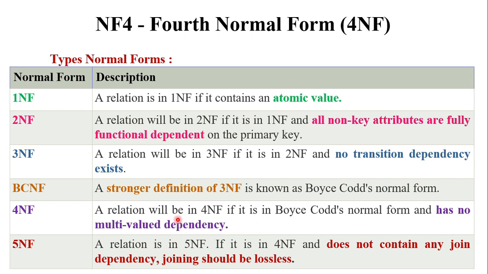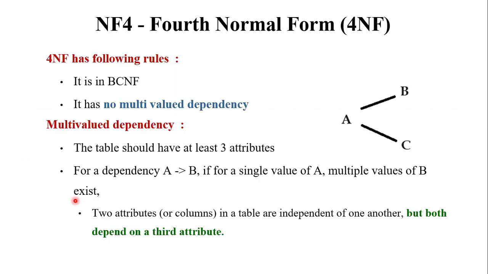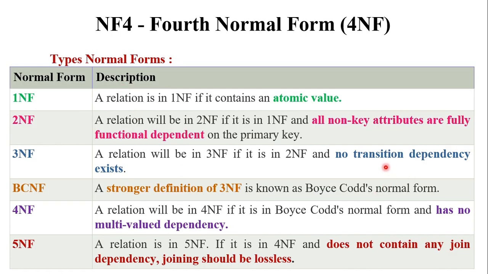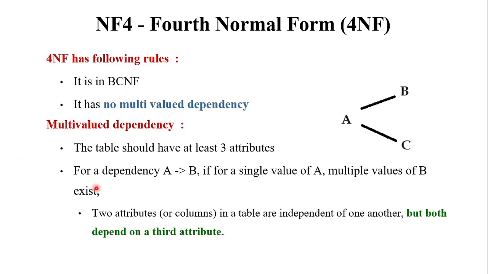So the first condition is, to be in 4NF, the table must be in BCNF. To be in BCNF, it should be in 3NF, 2NF, 1NF ultimately. Okay, so let's move on. The first rule is it should be in BCNF. What is BCNF? A stricter form of 3NF. What is 3NF? There should not be any transitive dependency, X tends to Y tends to Z. That should not be the case. That is the transitive dependency. So it should be in a stricter 3NF, that is BCNF, and it should not have multi-value dependencies.